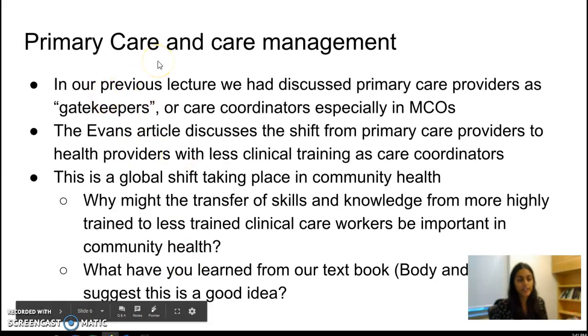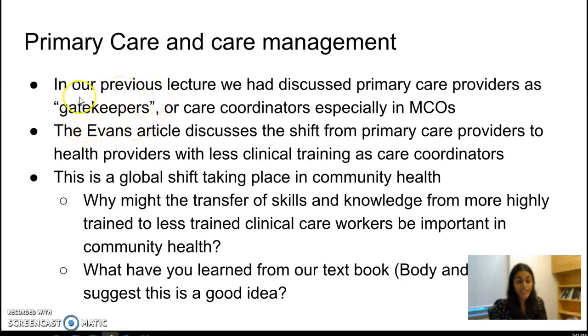So primary care and care management, we looked at that a little bit in previous lectures. The gatekeeper model that many MCOs require. But the Evans article discusses the shift from primary care providers to health providers with less clinical training as care coordinators. And this is a global shift taking place in community health. And when I say global, that might mean an entire health network, like the entire neighbor care network or the entire whatever, but I also mean globally in the world.